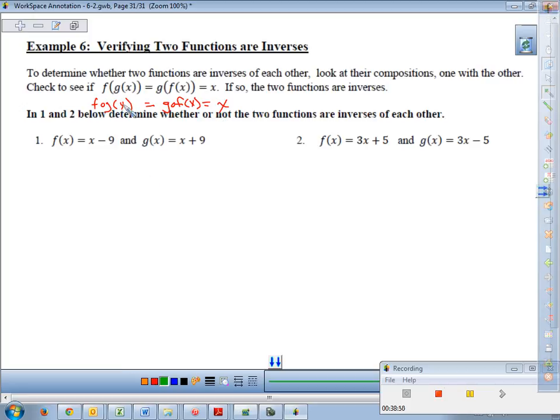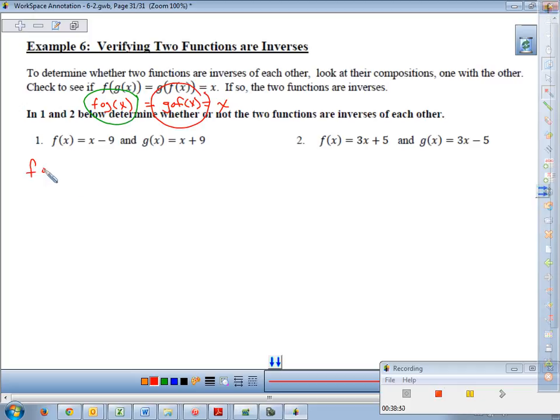Two things. You got to find f of g of x, and you also have to find g of f of x. If you get x back both times for your final answer of each one of those, that means they're inverses of each other. If you do not get x back both times, they are not inverses of each other. So here's what we will do. Let's do one thing at a time. This is the work I want to see.